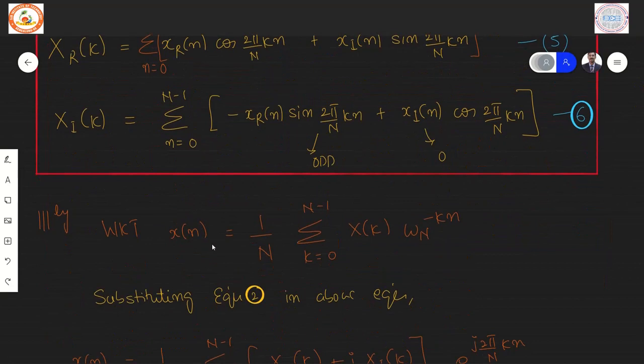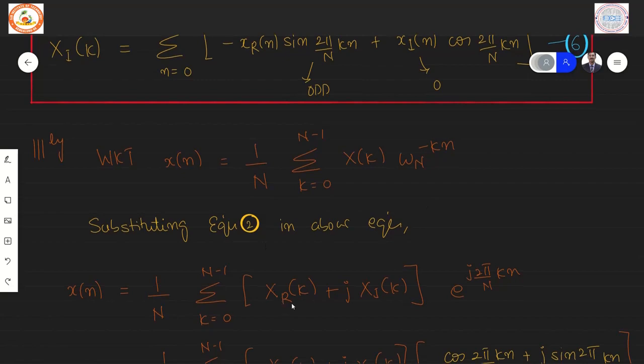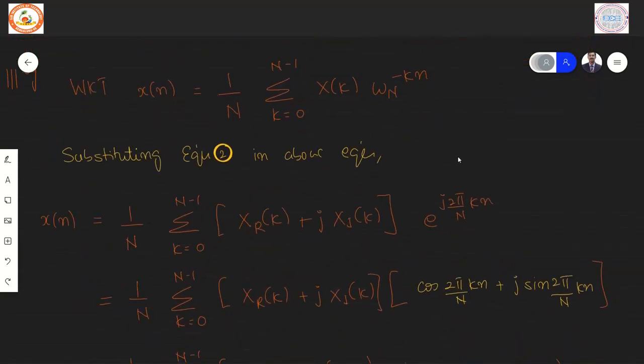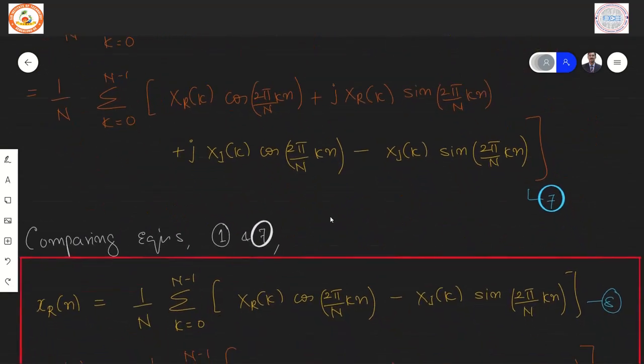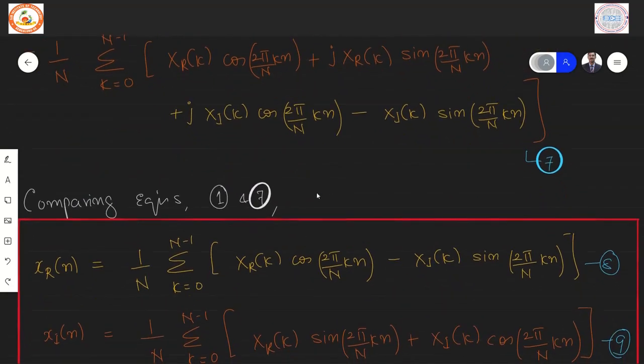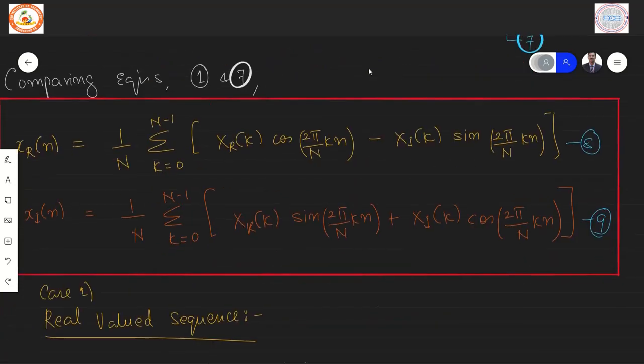Similarly, you can consider the IDFT equation and replace the value of x of k as given by equation 2. Therefore, xr of k plus j times xi of k is the substitution. Once again, the exponent we express in the form of cos theta plus j sin theta, where theta is 2 pi kn by capital N. Then expanding gives you 4 terms, 2 of them real and 2 of them imaginary. Once again, comparing with equations 1 and 7, we obtain the expressions for xr of n and xi of n. And results similar to the previous case will be witnessed here also.